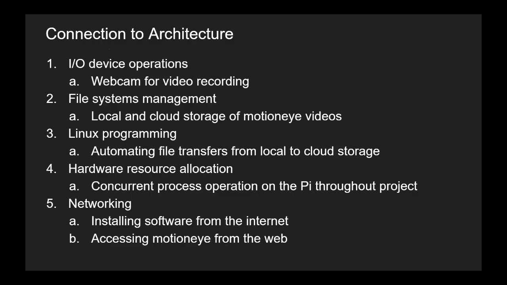Third aspect is Linux programming. I used Linux programming to automate the file transfers from local storage on the Pi to cloud storage in my Google Drive. The fourth aspect is hardware resource allocation. Since many concurrent processes were operating at the same time, such as the webcam recording videos with motion detection, my script running in the background to automate the file transfers, there was a lot going on that was very extensive on the hardware of the Raspberry Pi, and I saw that a lot throughout this project.